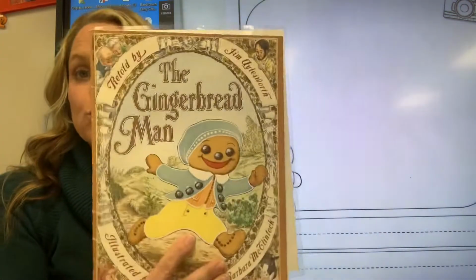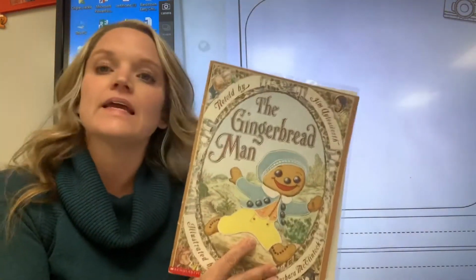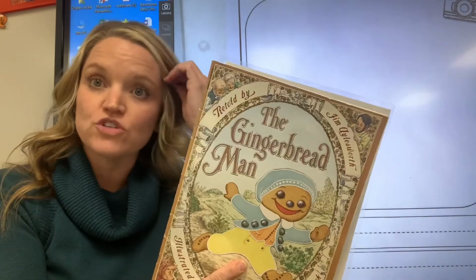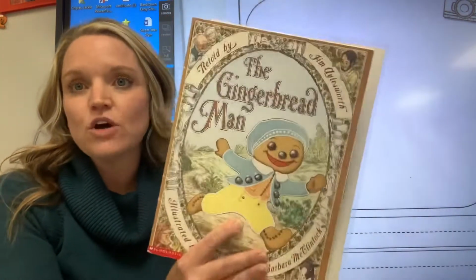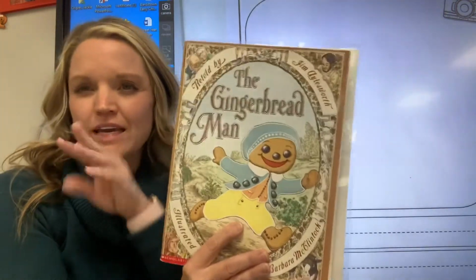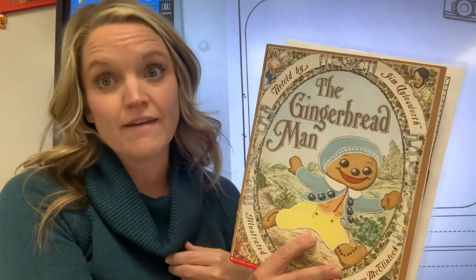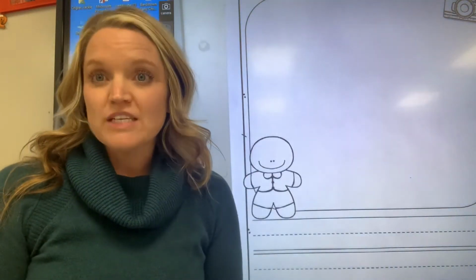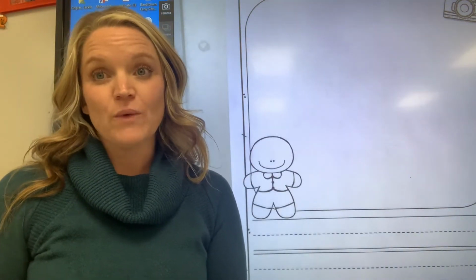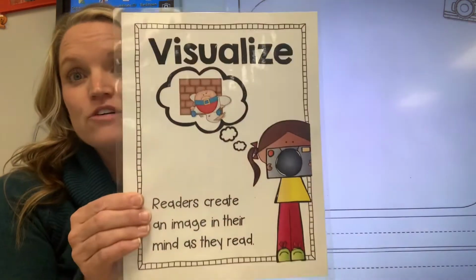And it says he's retold it because it's a story that he heard. He didn't make up the story of the Gingerbread Man. He heard it and then he retold it in his book. And he may have added some different details than other people have in their story, The Gingerbread Man. So today with this story, we are going to work on the skill visualizing.